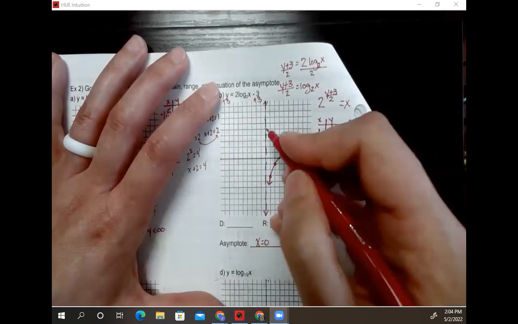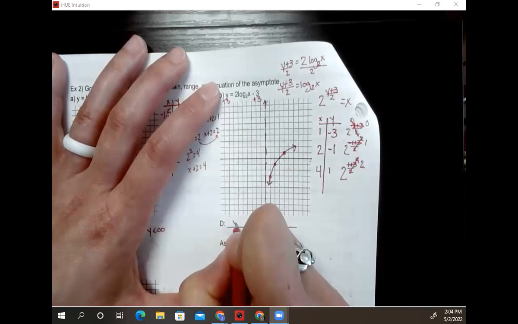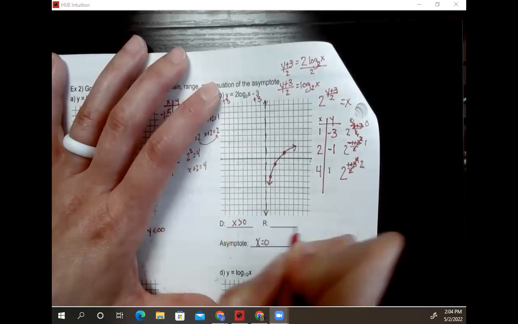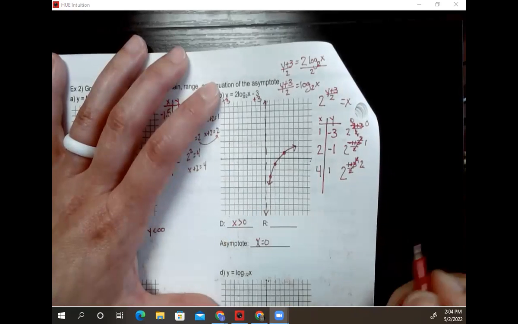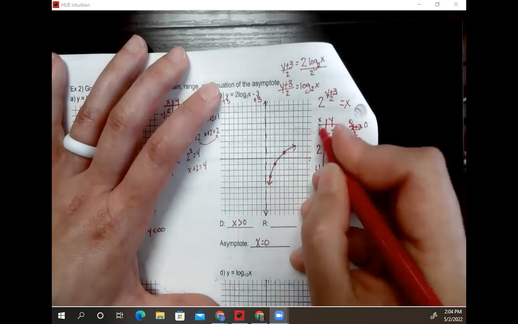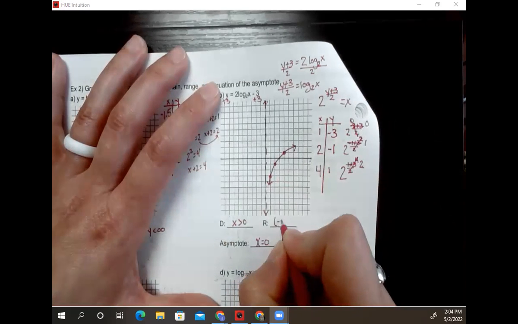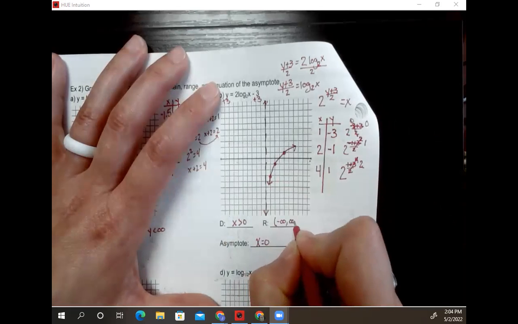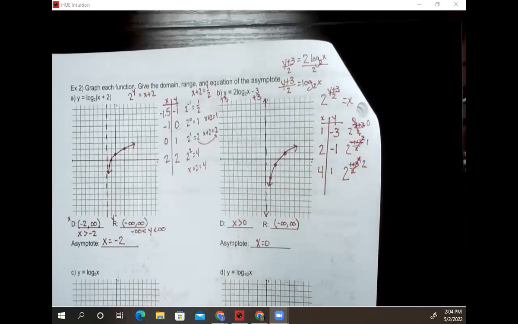My domain again is limited by my asymptote, so I'll have to have x values that are greater than 0. My range is not limited. I'm going to go down forever. I'm going to go up forever. So my range would be anything from negative infinity to positive infinity.